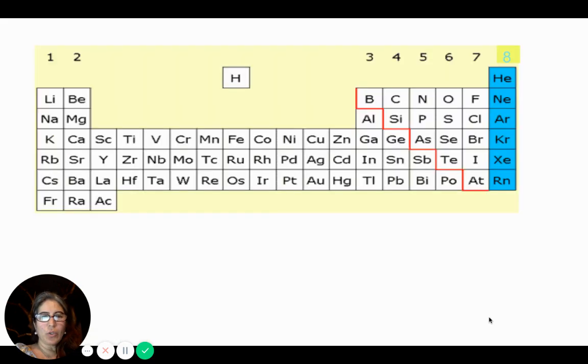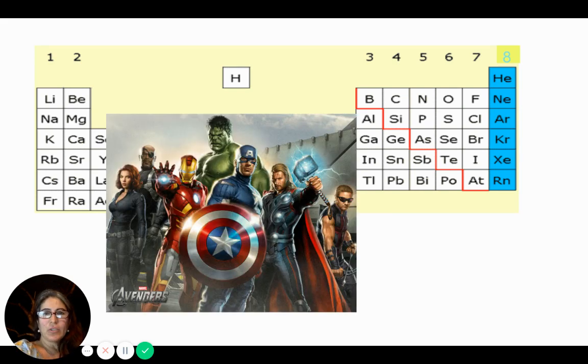Why do we use noble gases in the periodic table? The noble gases for the elements are like the heroes. So all the elements want to be like noble gases. That's why we use noble gas notation, which we're going to see in more detail later. Remember to use the previous noble gas, the one before the element that you're working on.